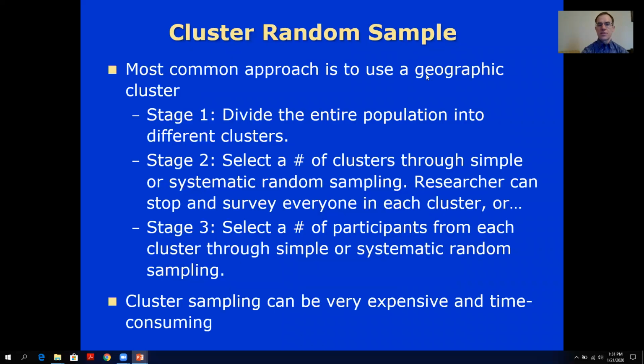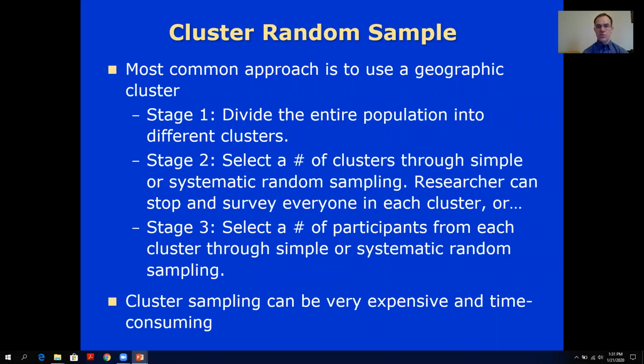Another type of sampling is called cluster random sample. The most common approach is a geographic cluster. The idea behind this is that it may be unfeasible to study the entire population, so you would do a geographical cluster focused on a particular area of the United States, or maybe a region, or even a city. This would give you an idea of what it might be like in that particular cluster.